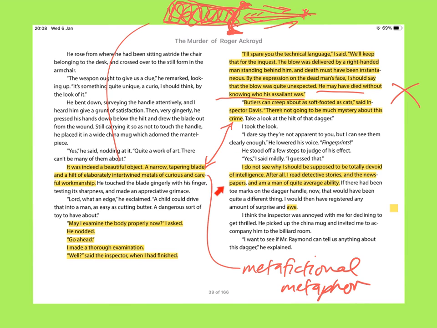Now, here's an interesting moment in terms of the psyche of the criminal. "I do not see why I should be supposed to be totally devoid of intelligence. After all, I read detective stories and the newspapers, and I'm a man of quite average ability." I think he's using understatement there.